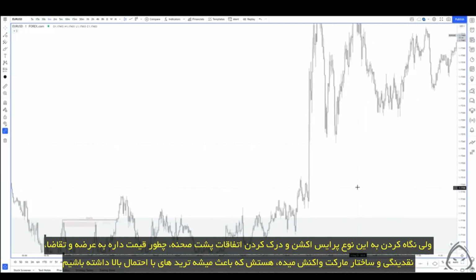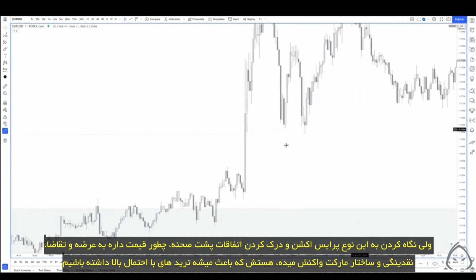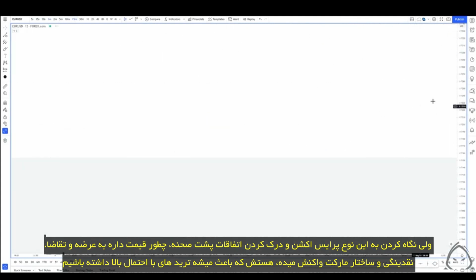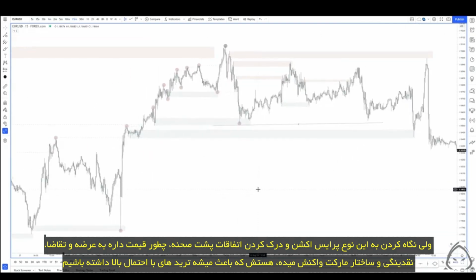But it's about looking at that sort of price action and understanding what's going on behind the scenes: how price is interacting with supply and demand, how we're interacting with liquidity, how we're interacting with market structure, things like that, to build high probability trade ideas.